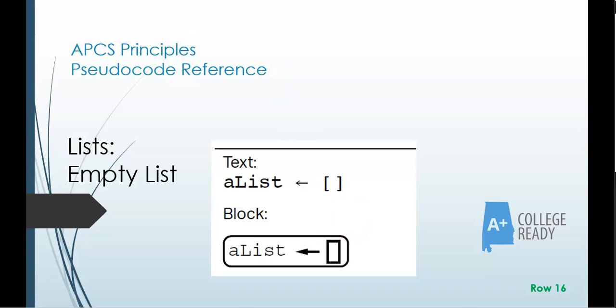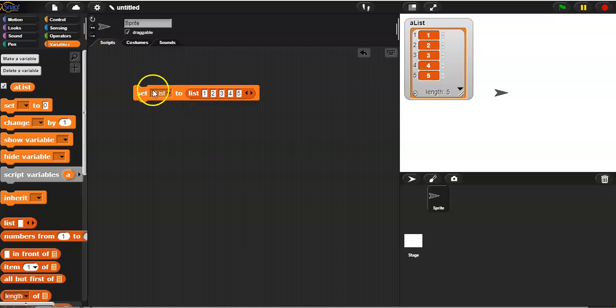So if we go over to Snap, we had this previous list, an existing list, where it has the values 1 through 5 as integers stored in that list. If we want to change this to an empty list, then all we have to do is grab this list command, hit the back arrow, and take out that open box that exists by default. And then we'll put this in here, and this is basically an empty list.